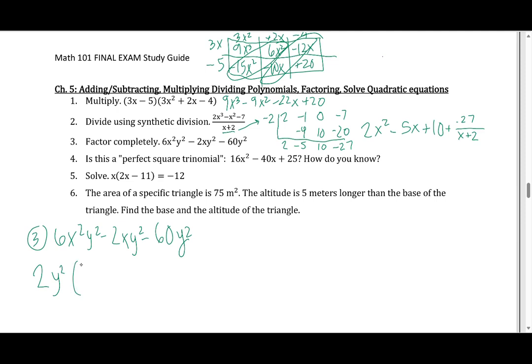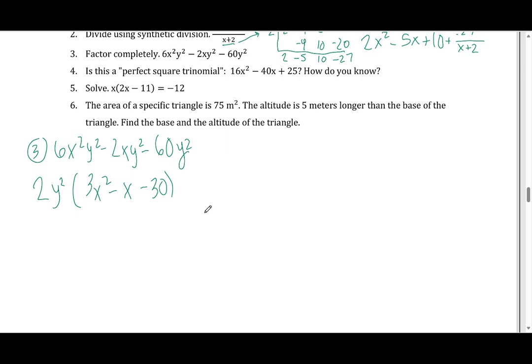Now I am left with 3x squared minus x, because the 2 is gone and the y squared is gone, and then minus 30, dividing that by 2 and taking away the y squared. Alright, let's scroll down so I can give myself some more room to factor it. Now inside I have a trinomial, so I'm going to do the AC method.